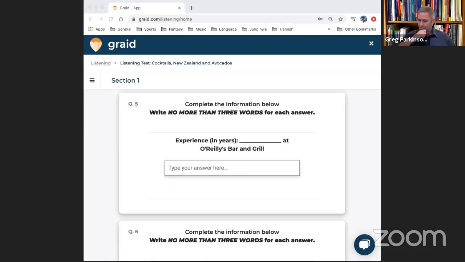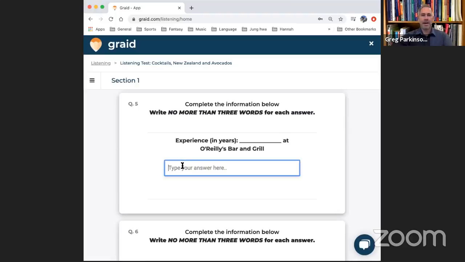So Danny, do you have any experience in hospitality? Okay, so here's one of the keywords that we can see on the question paper. So Danny, do you have any experience in hospitality? Hopefully he's going to tell us about his experience at O'Reilly's Bar and Grill. Yes, I do. Here is a copy of my CV. As you can see, I worked as a waiter for 2 years at O'Reilly's Bar and Grill.